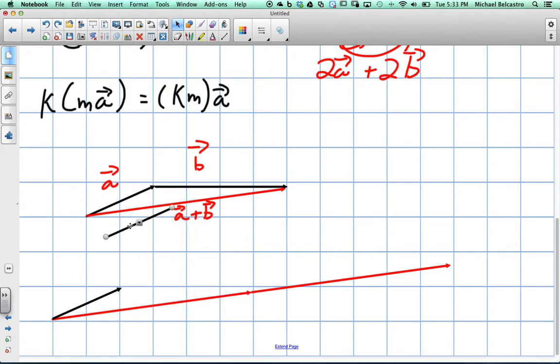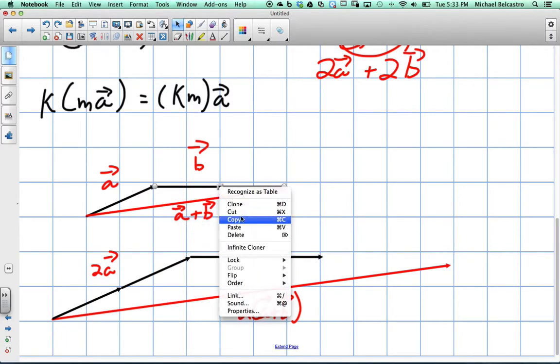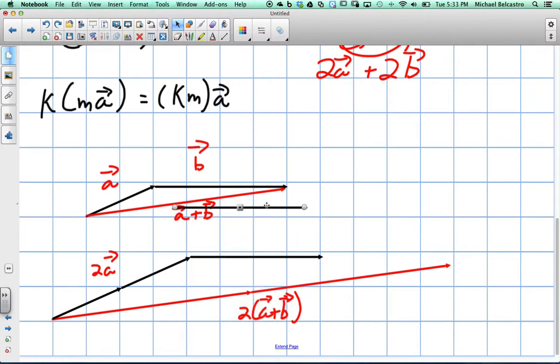So here's a scalar multiple of 2. I built it twice as large. So this is now 2 vector A. And remember, this is 2A plus B. And I should be able to take 2 of vector B, clone, and clone again. Hopefully I did this properly.